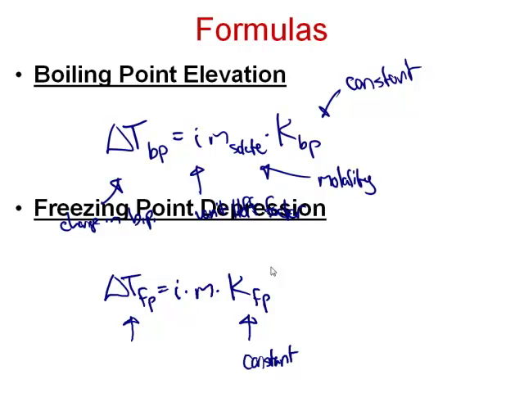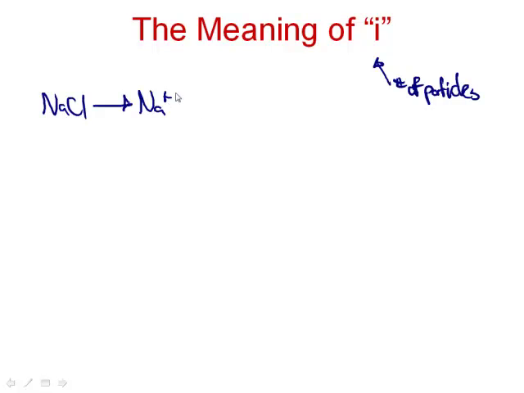So we're going to look at some examples of how to use these formulas and some applications, but first let me describe to you what the Van Hoff factor is. What is the meaning of I? I corresponds to the number of particles that are produced when something dissolves. So, for example, if we look at sodium chloride, when we dissolve 1 unit of sodium chloride in water, we actually get 2 ions out, sodium plus and chloride minus. In this case, the Van Hoff factor, I, is equal to 2.